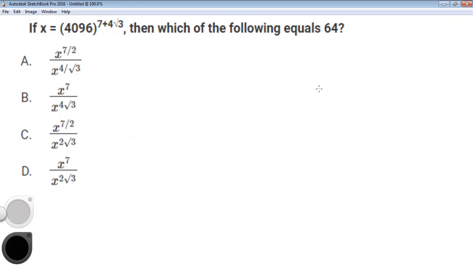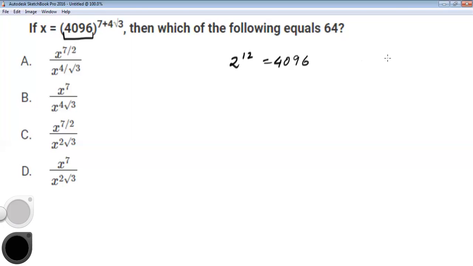So if you want to try it on yourself, then just pause the video and try it. Otherwise, I'm just going to solve it right away now. So it says what 64 is equal to first. Therefore 64 has to come out from this. So 4096 is a power of 2. It's actually 2 power 12. You can easily calculate that.